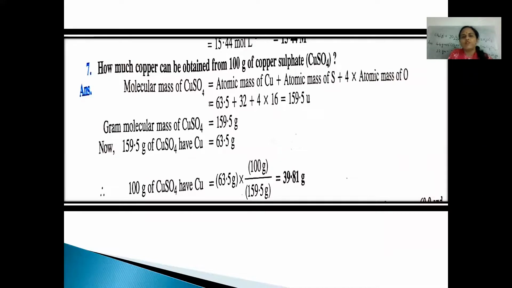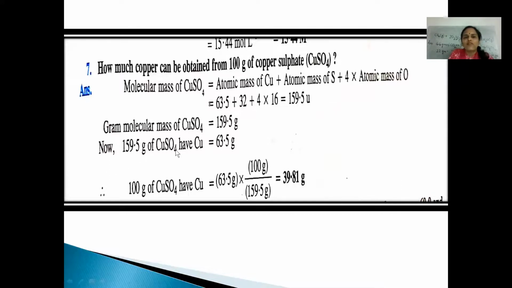Yes, it's a very simple numerical. You see, the question is, how much copper can be obtained from 100 grams of copper sulfate? So CuSO4, calculate the molecular mass of CuSO4. Copper is 63.5, sulfur is 32, plus oxygen is 16 into 4, that is 64. On adding these values, you get the molecular mass of copper sulfate as 159.5 units.